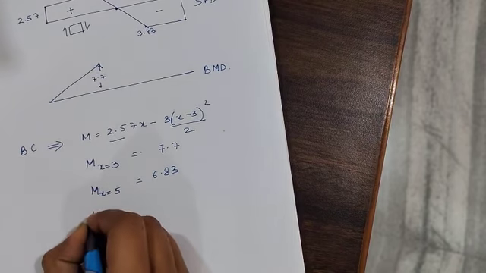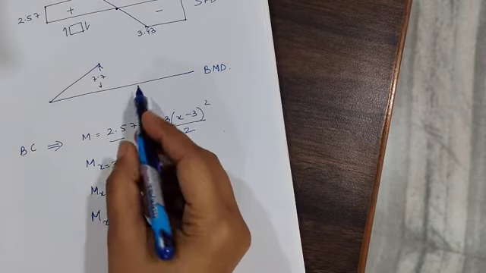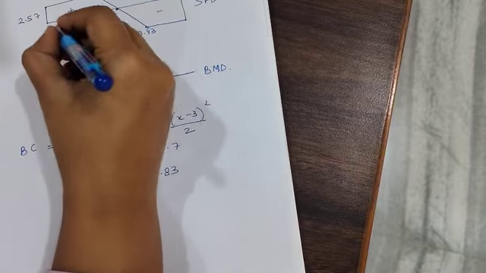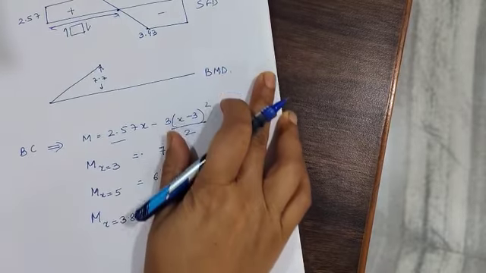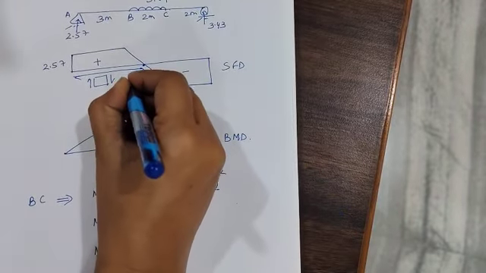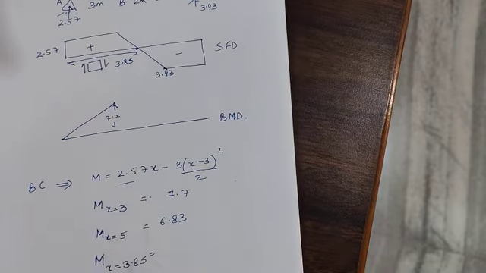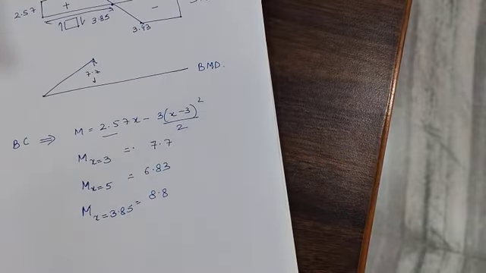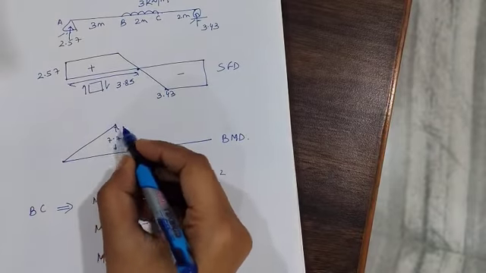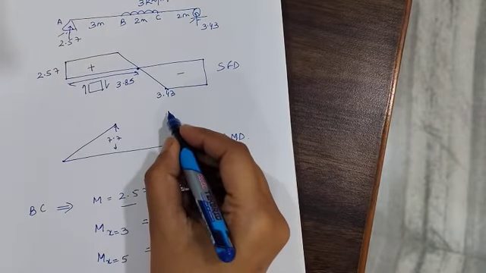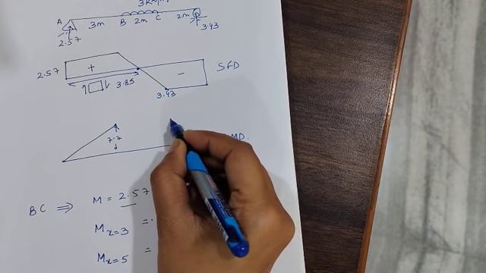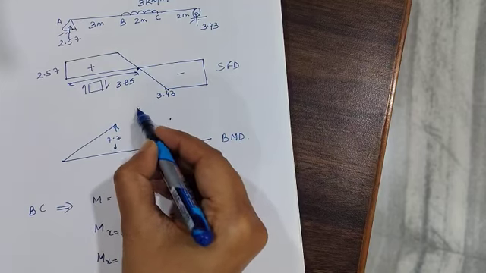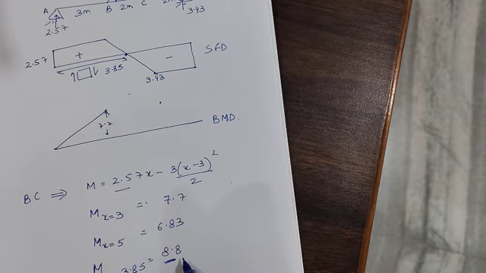I will also get the value of moment at x is equal to 3.85, because this is the point at a distance of 3.85. So this is the point at which your bending moment is going to be maximum. I'll put the value, and I will get the answer of 8.8. So at this point the moment is 7.7, at this point the moment is 6.83, and at this point, 3.85, the moment is 8.8.